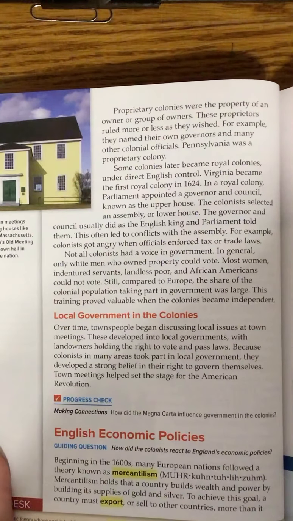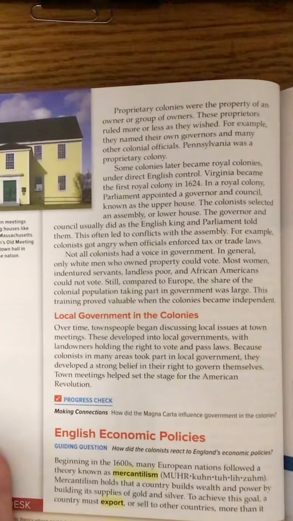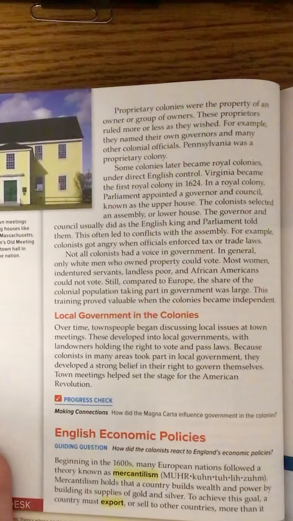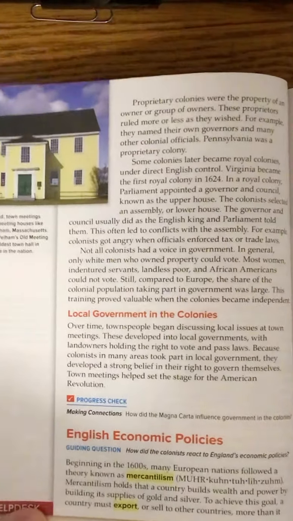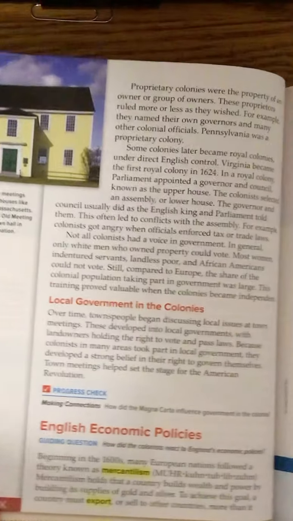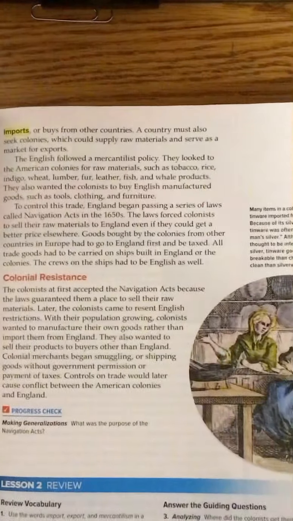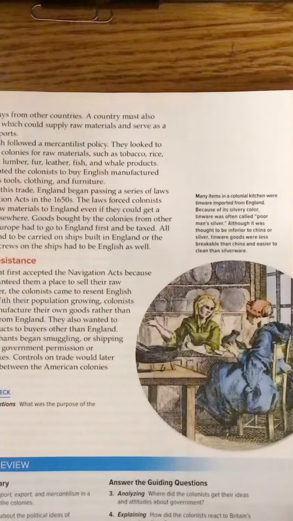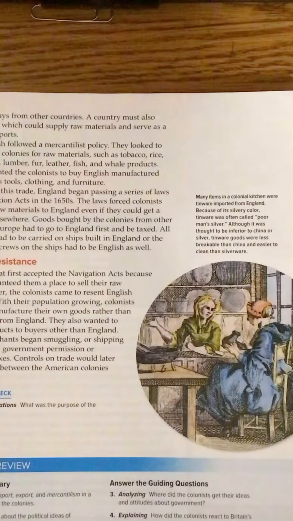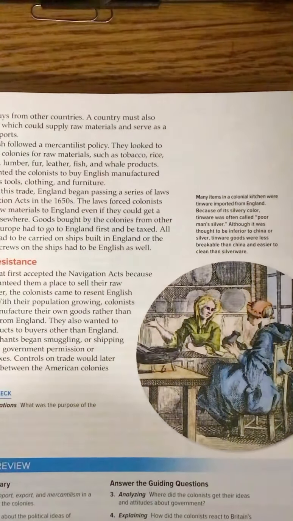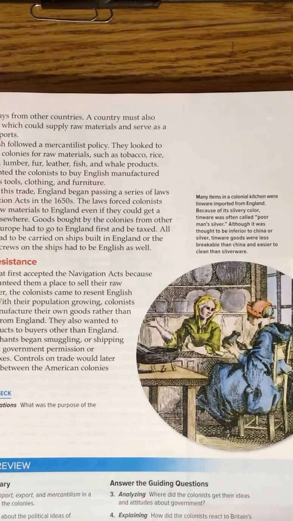Beginning in the 1600s, many European nations followed a theory known as mercantilism. Mercantilism holds that a country builds wealth and power by building its supplies of gold and silver. To achieve this goal, a country must export, or sell to other countries, more than it imports, or buys from other countries. A country must also seek colonies, which could supply raw materials and serve as a market for exports.